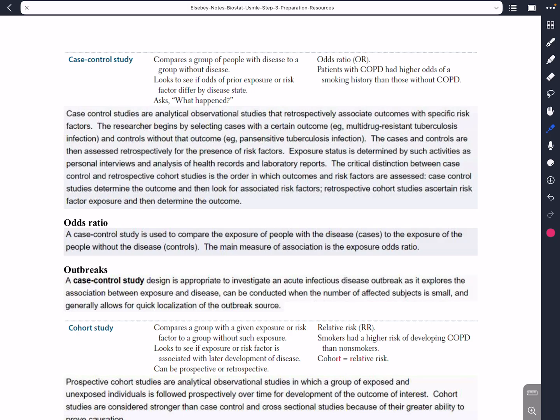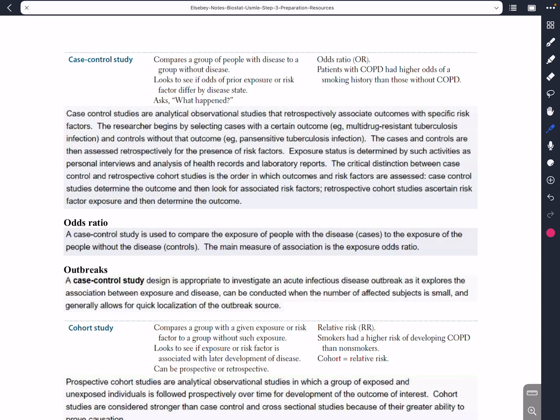So again, in case control studies, cases are multi-drug resistant. Opposite of resistance is sensitive. So in the control studies, you do not have resistance, you have sensitivity to tuberculosis infection, so pan-sensitive. So that's how you identify a case control study.